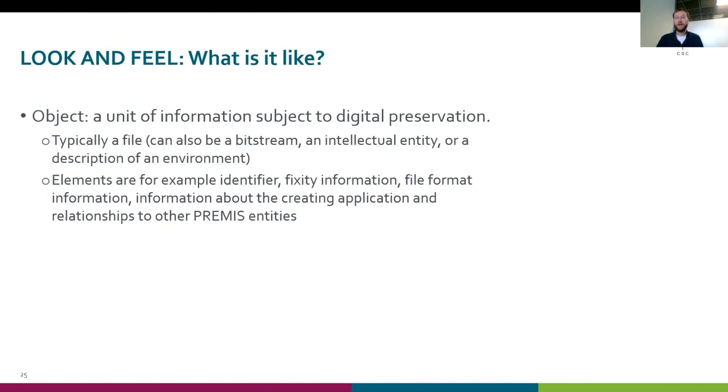And to describe objects, you use elements like an identifier for the object, fixity information, which is very important. That is, you write down the checksum of the object, and by recalculating the checksum later on, you can be assured that the digital object has not been changed if the checksum is the same. File format information, obviously very important in understanding what the object is all about. And information about the creating application and relationships is a part of the PREMIS object description.